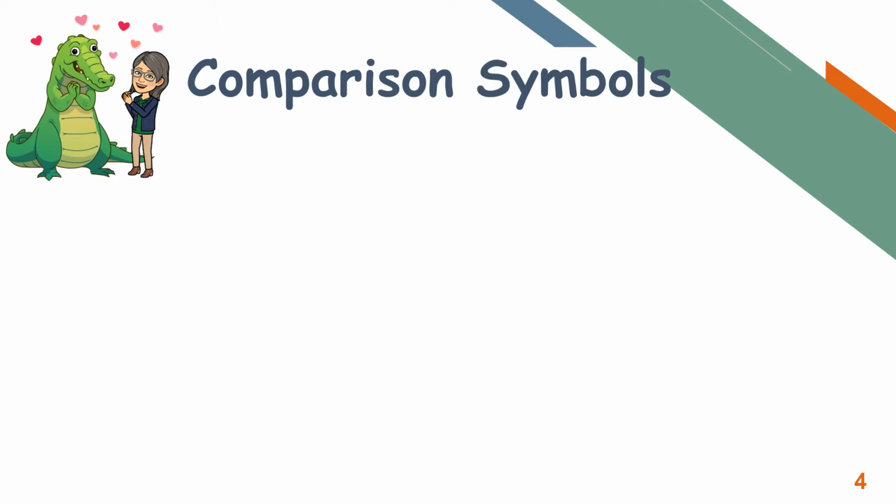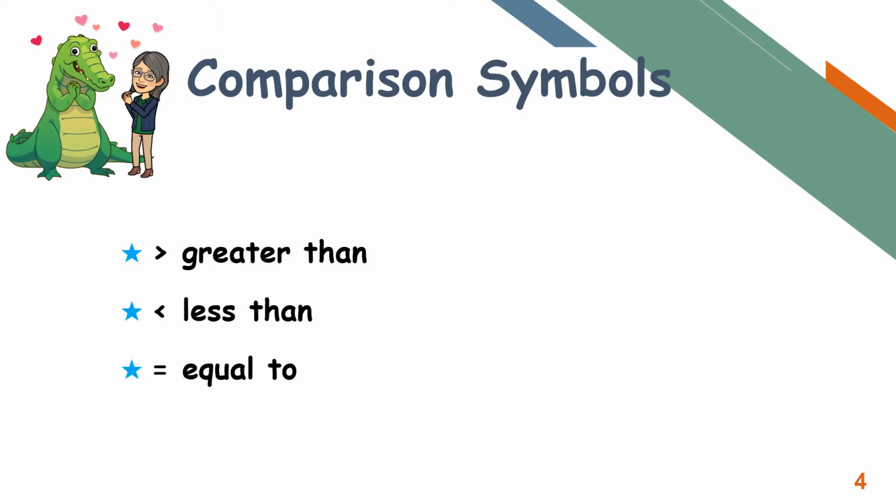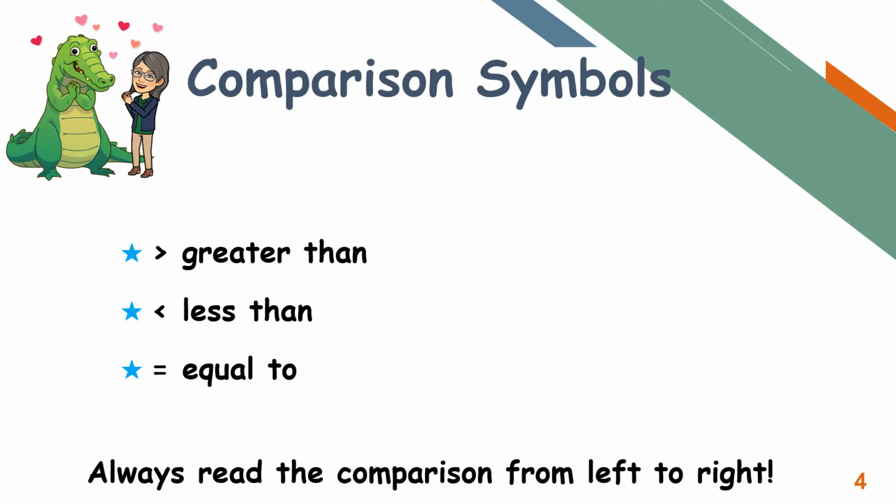When we compare fractions, we decide whether two fractions are equal to each other or whether one is greater than another. To record that in a number sentence, we use the comparison symbols for greater than, less than, and equal to. When you record a comparison between two fractions in a number sentence, it is important to read it from left to right as if you were reading a sentence. It is also important to know how to read the symbols correctly and how to record them correctly. So let's review the symbols.